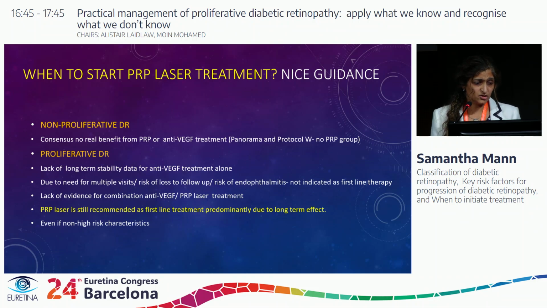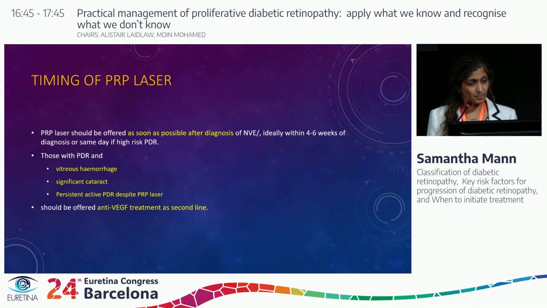At the moment, when to start laser treatment, in non-proliferative retinopathy, there's no consensus about starting PRP or anti-VEGF currently, not enough evidence. But with proliferative, because of the lack of long-term stability data for anti-VEGF alone, because of the need for multiple visits, risk of loss to follow up, risk of endophthalmitis, it's not currently indicated by NICE to use anti-VEGF treatment as first line. PRP laser is still the recommended first-line treatment for proliferative retinopathy due to its long-term effect. And this is the case even if there are no high-risk characteristics. So any PDR, you really need to be starting that laser.